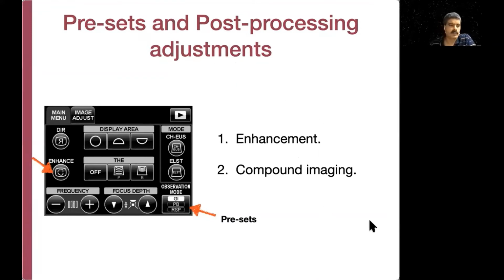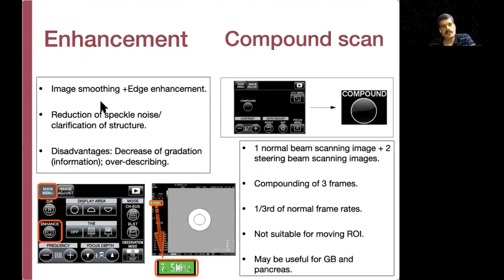So what is enhancement? Enhancement is displayed on the screen by a green color beneath the frequency display. And when you get the enhancement on, it basically smoothens the image by reducing the speckle noise, and it enhances the edge of any structure. So it basically makes the image soft and well defined. The disadvantages of keeping enhancement on is decreasing of gradation and maybe over describing, but most of us keep the enhancement on when we are doing EUS imaging.